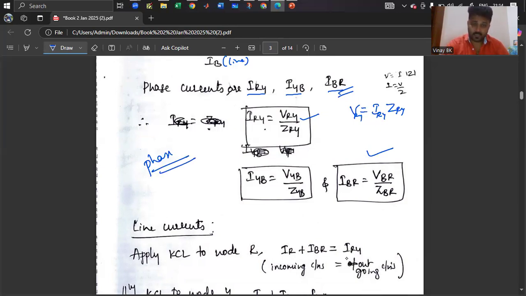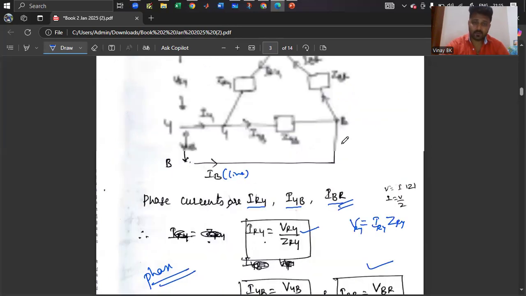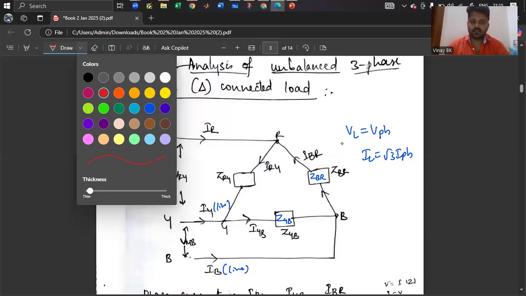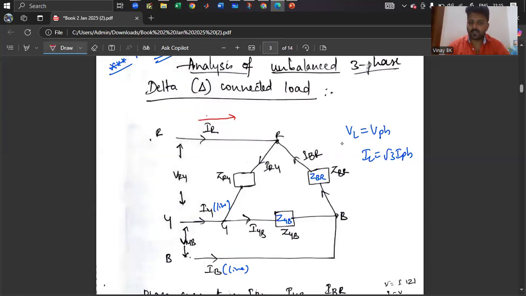Line currents. To find the value of the line currents, what are the line currents? IR, IY, IB. These are the line currents. To find them, you need to apply KCL at every junction. Then you will get to know the values of the line currents. For example, IR is a line current. It is flowing towards R and it divides into IRY and IBR. IRY is leaving from R, IBR is entering R. So you just apply KCL at R.